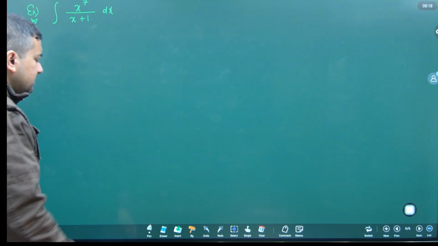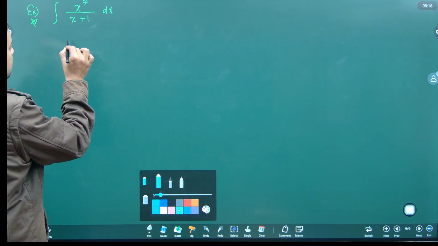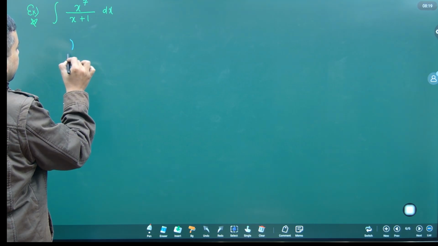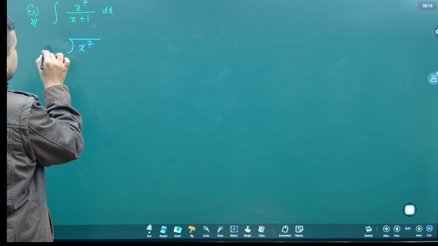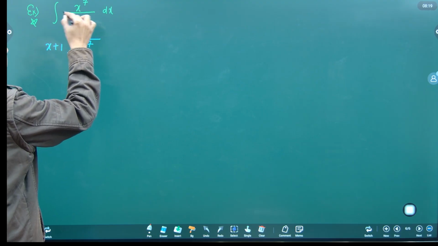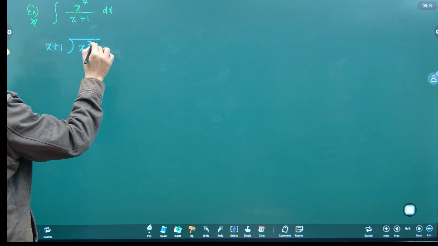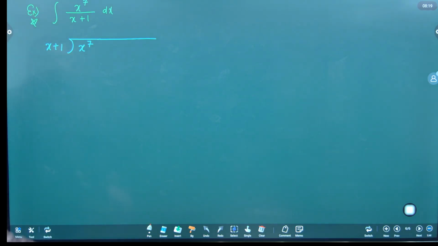So, whenever you get such type of cases, what we need to do? We need to carry out division. So, we are going to divide x to the power 7 by x plus 1, right? X to the power 7 divided by x plus 1. Let us carry out this division. Okay? Okay. How will we divide?